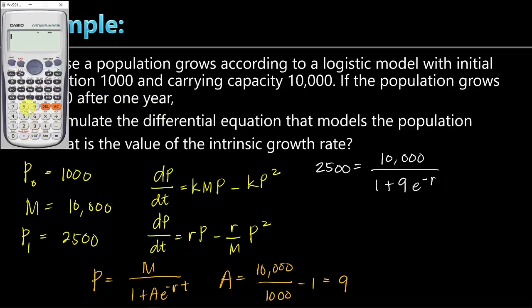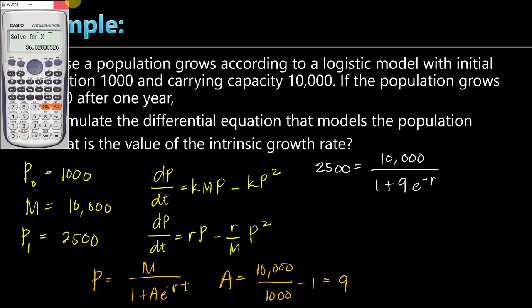So, input lang natin yan sa calcu. 2,500 alpha equals fraction sign 10 exponent 3 kasi 10,000 divided by 1 plus 9 alpha e raised to negative alpha x. Yung x doon, yun yung r na hinahanap natin. And then shift, solve. Okay.